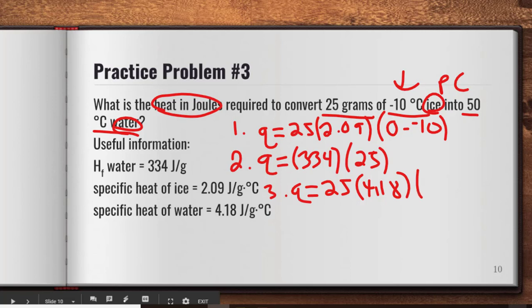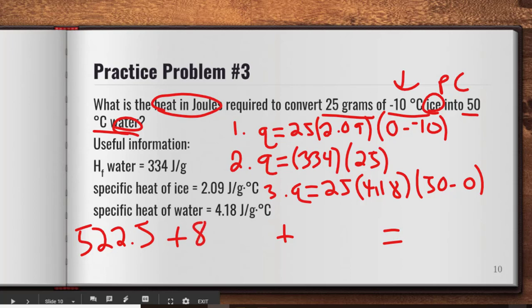And our temperature change, our final temperature is 50, and our initial is 0. So we're raising the temperature from 0 degrees Celsius of water to 50 degrees Celsius of water. So what you do here is you solve for all 3 Q's, and then you add them all together. All right? So let's complete that part of the problem. So the first one is 522.5 joules.